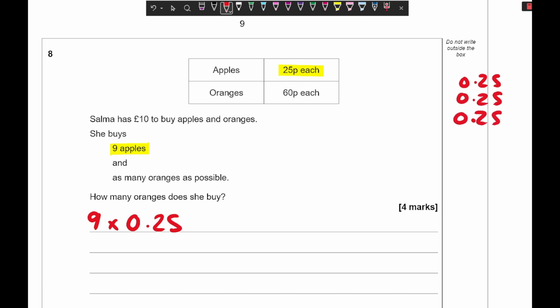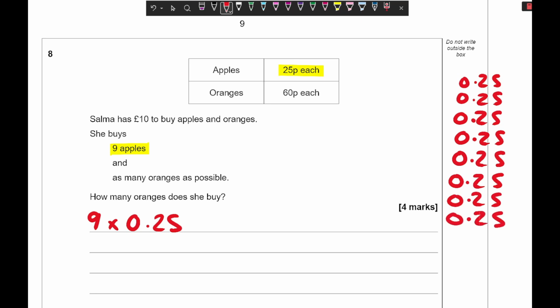I just do 9 lots of 0.25, and obviously you can use multiplying, that's entirely up to you. But in terms of 1, 2, 3, 4, 5, 6, 7, 8, so just one more. And then adding that up. Now the quickest way of adding this up is knowing that 4 of them equal 1, and so that's going to be 2.25. So that's going to equal £2.25.